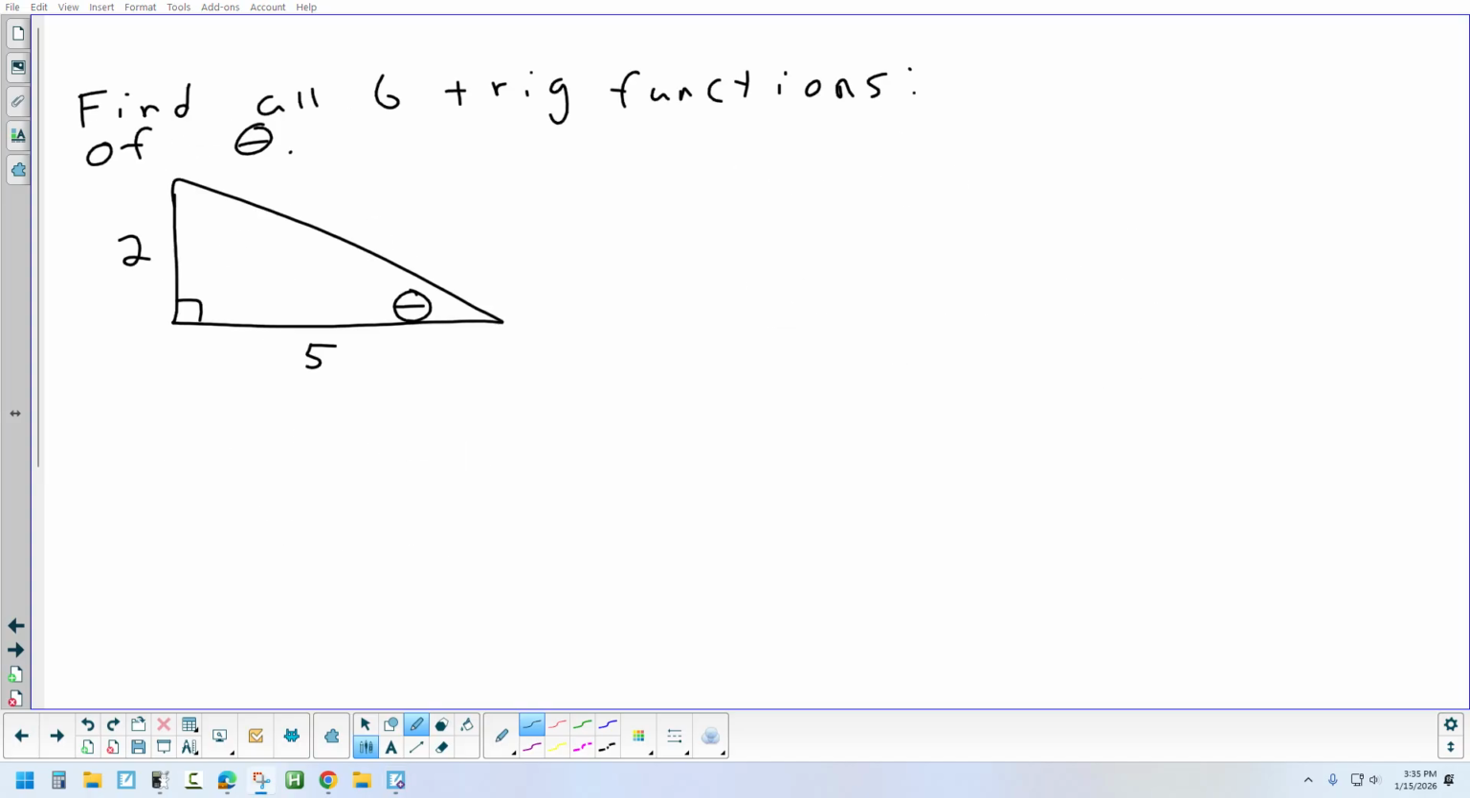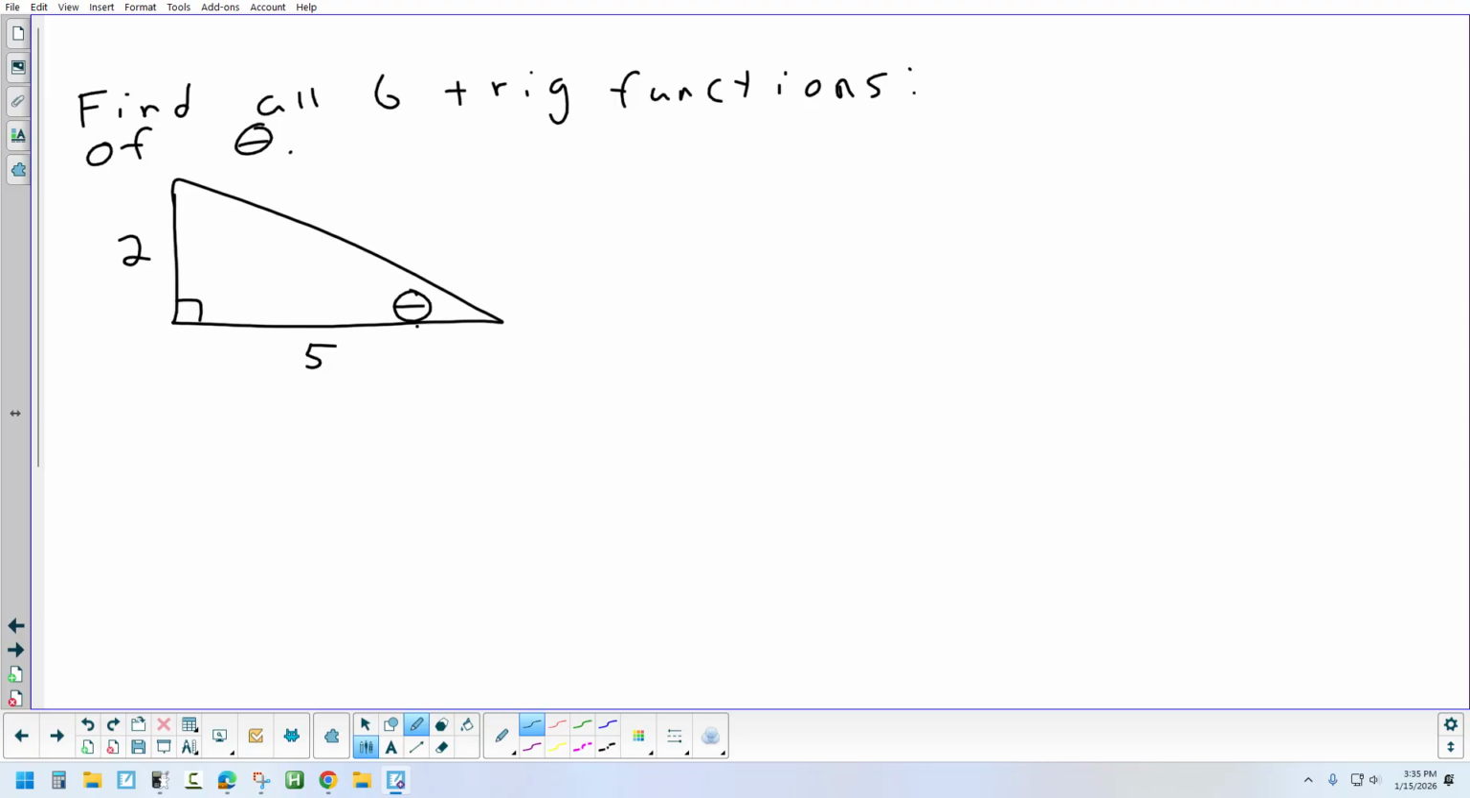All right, so for this one, they're asking us to find all 6 trig functions of theta. They are not asking you to find theta. The answer to this is not how many degrees or radians this angle is. We have to write all 6 trig functions. That's the answer. Okay, before we can write all 6, what are we missing that we have to find?